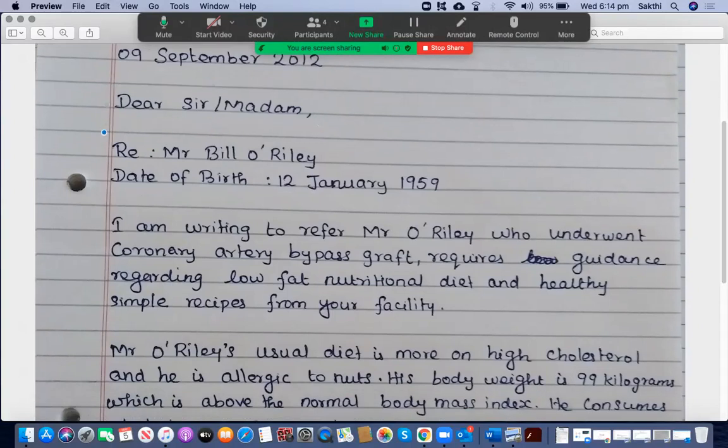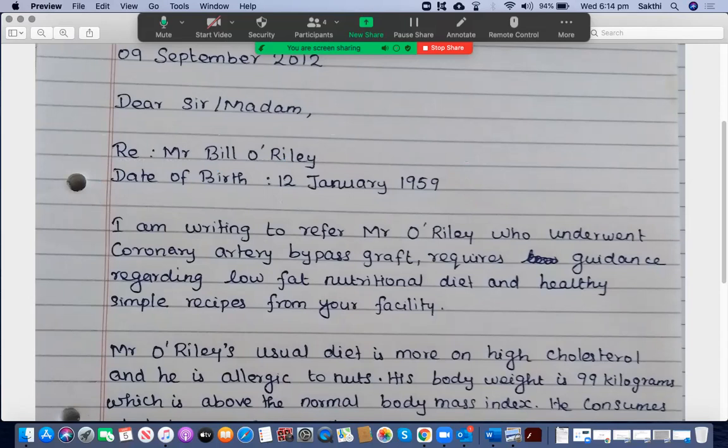Regarding Mr. Bill O'Reilly, and then date of birth is 12 January 1959. That's good. I'm happy with that. So all these things are good. But the date of birth can go here itself. I mean, if it is not long enough, then you can write it down at the bottom. That's okay. I'm writing to refer Mr. O'Reilly, who underwent coronary artery bypass graft. Okay, that is all right.